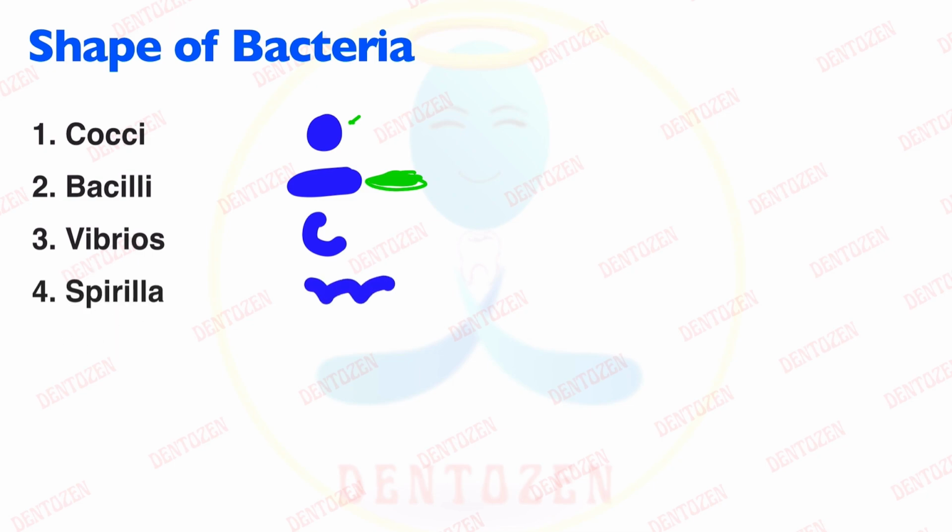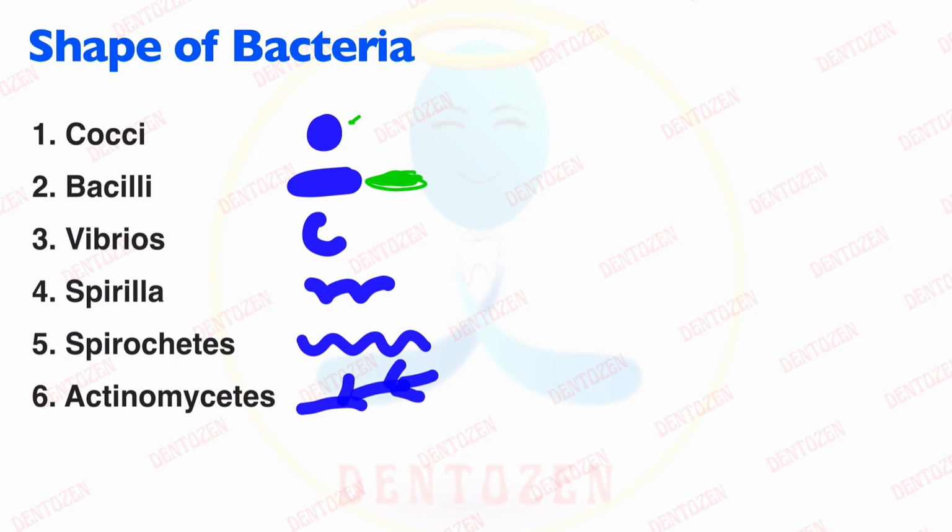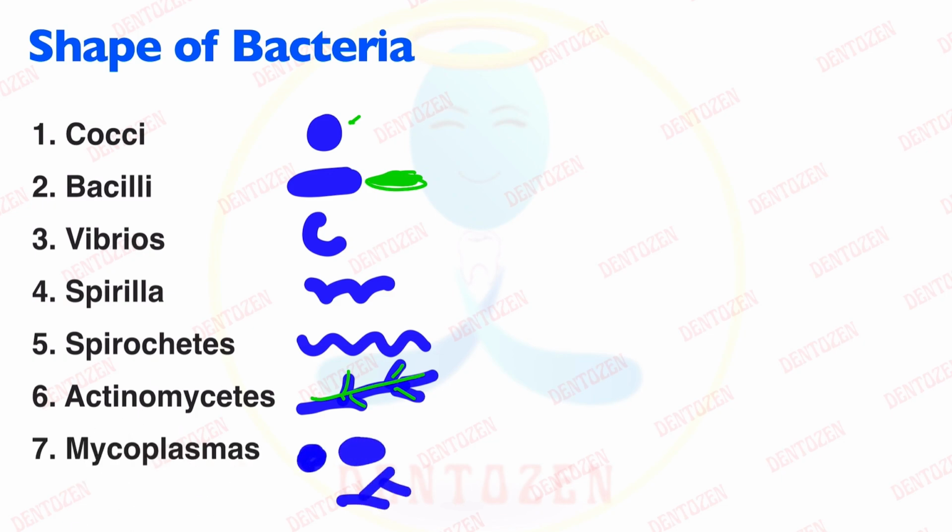Then we have spirilla. Spirilla are rigid spiral forms. Spirochetes, spiro referring to their coiling, and chete meaning hairs. Then actinomycetes, they are branching filamentous bacteria. And mycoplasmas, they do not possess a stable shape. They can be oval, round, or interlacing filaments. So those can be the different shapes of bacteria.